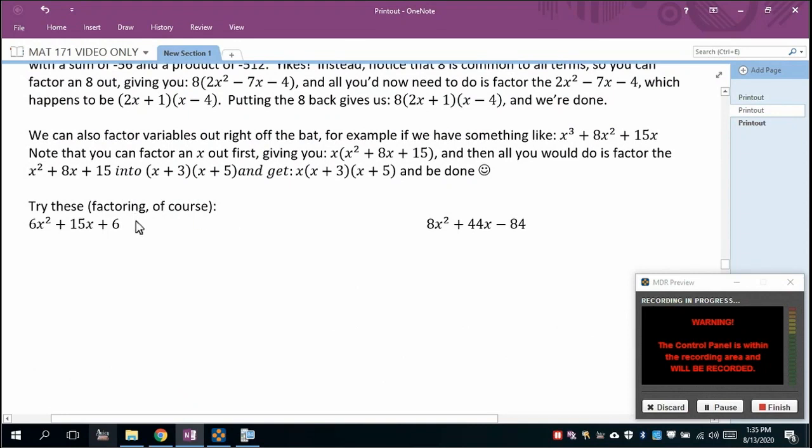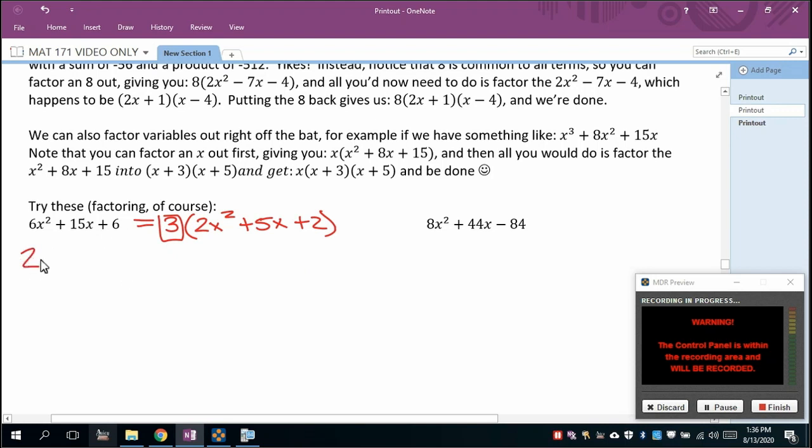So, for this, if we notice, we have some pretty big numbers to deal with here, but all three of these are divisible by 3. So we would have 3 times 2x squared plus 5x plus 2. Now, this 3, we're going to kind of just put off to the side for a little while.